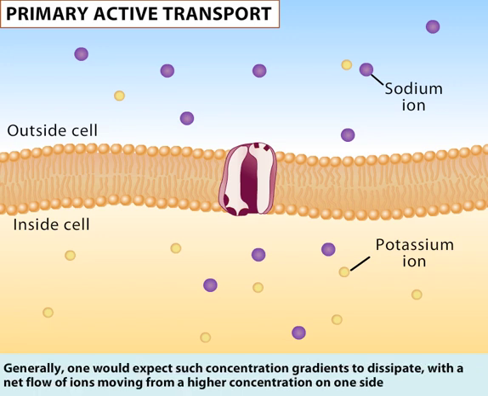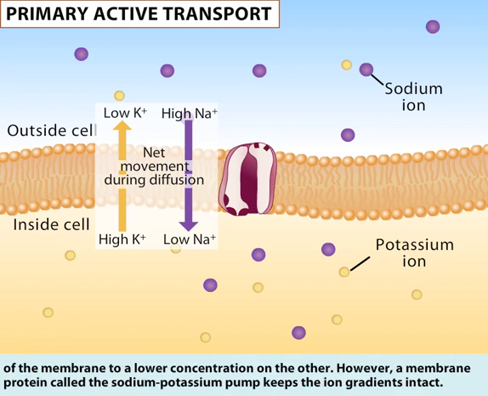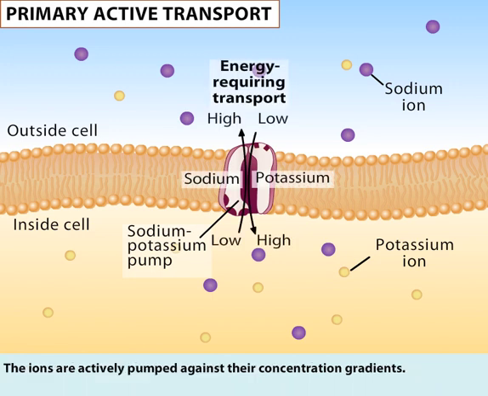Generally, one would expect such concentration gradients to dissipate, with a net flow of ions moving from a higher concentration on one side of the membrane to a lower concentration on the other. However, a membrane protein called the sodium-potassium pump keeps the ion gradients intact. The ions are actively pumped against their concentration gradients.